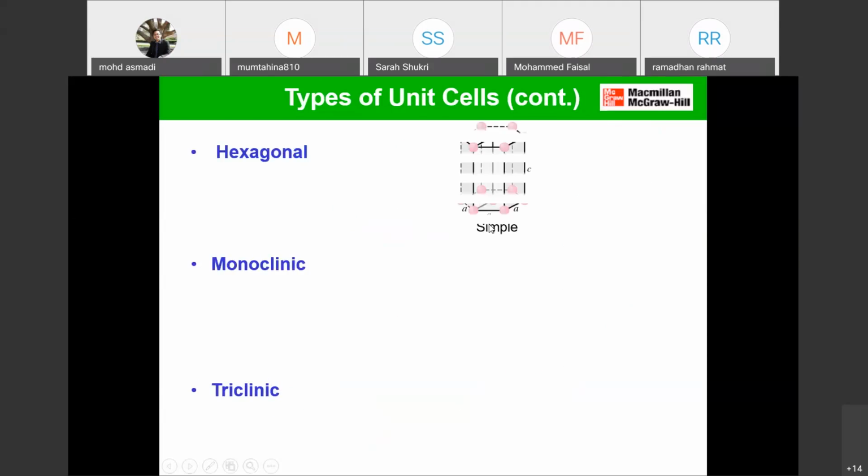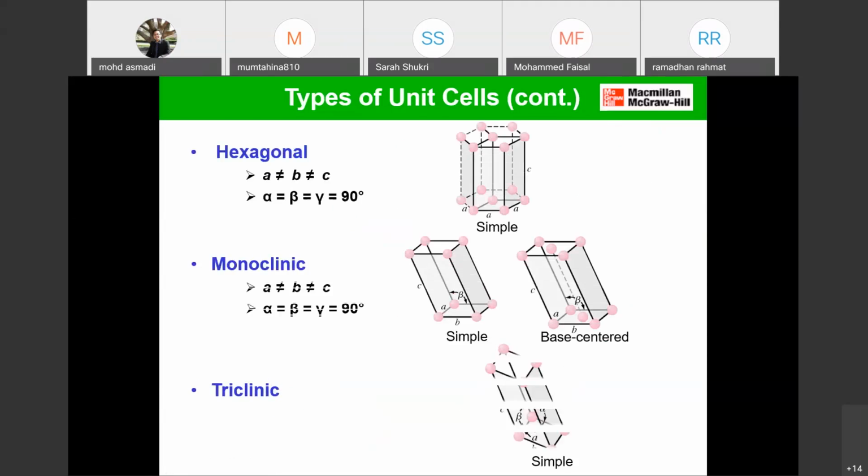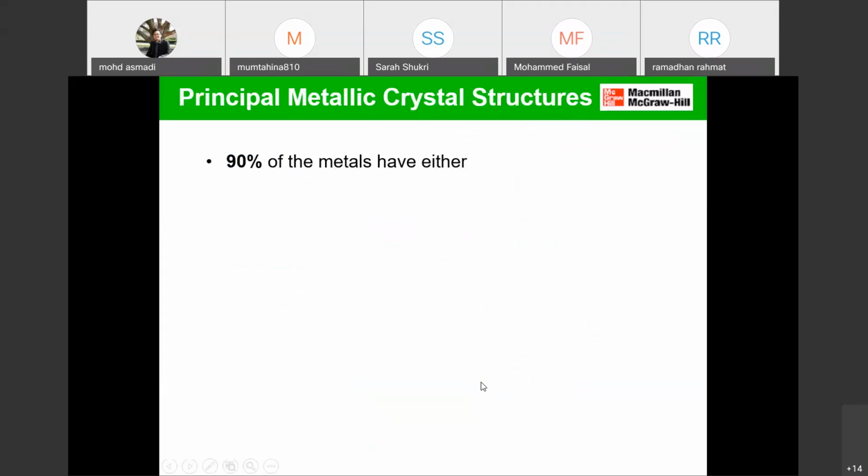We have hexagonal, monoclinic, as well as triclinic. This one is A not equal to B not equal to C. Okay, because it's hexagonal, but 90 degrees. For monoclinic as well as triclinic, A not equal to B not equal to C, but alpha, beta, as well as gamma are 90 degrees. They have simple for hexagonal, simple and base centered for monoclinic, as well as simple for triclinic.